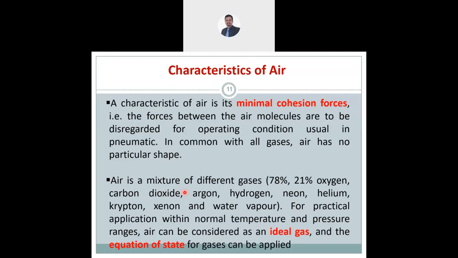So air is a mixture of different gases. So you have environmental air. It consists of 70% of, 70% is nitrogen. Nitrogen. 21% is oxygen, the one that we use to breathe. Then the carbon dioxide from us, used by the plants. Apart from that, we have argon, hydrogen, neon, helium, krypton, xenon, and also water vapor in our surrounding air.